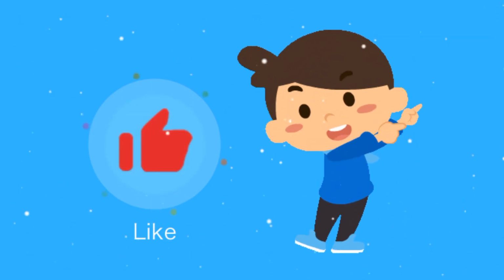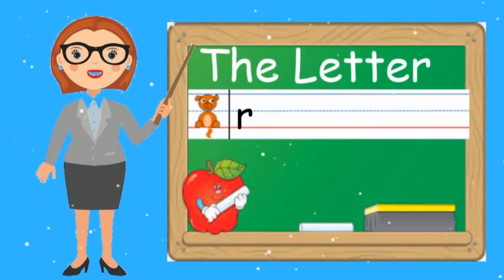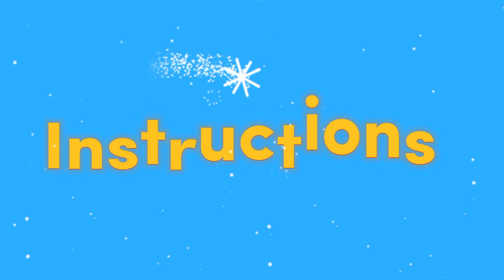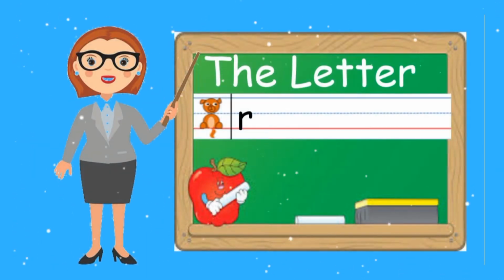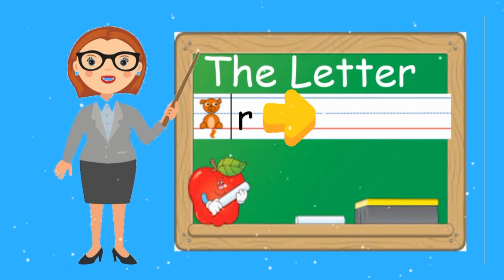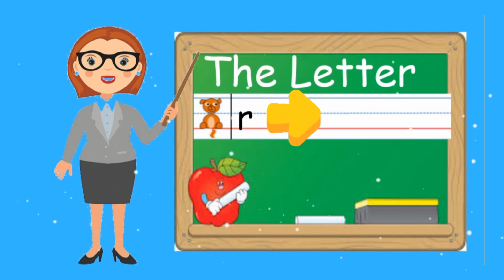Alright, now let's get back to learning. Can you write the letter R on the puppy lines? Let's try and see. Here are some instructions before you start. You must write across the page. That is from left to right, which at the same time will help you to learn to write better.